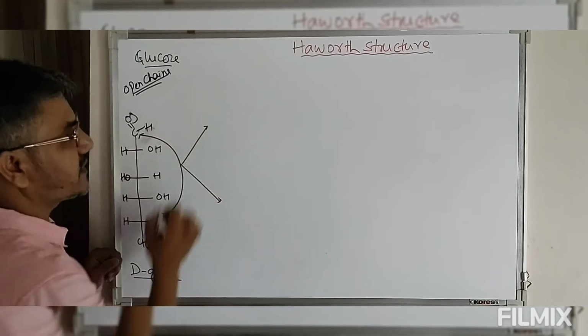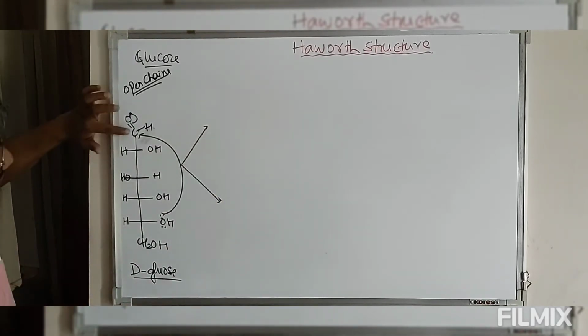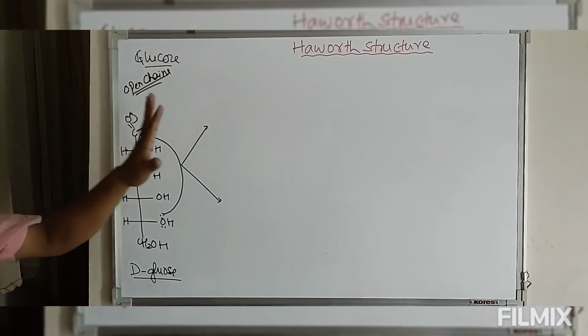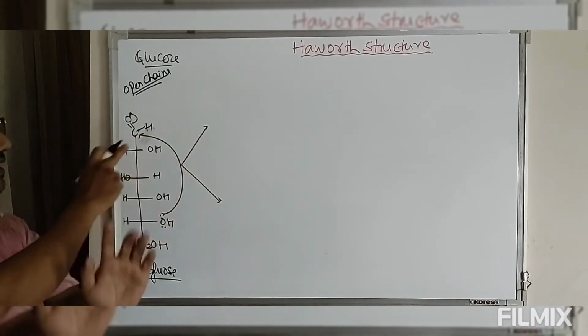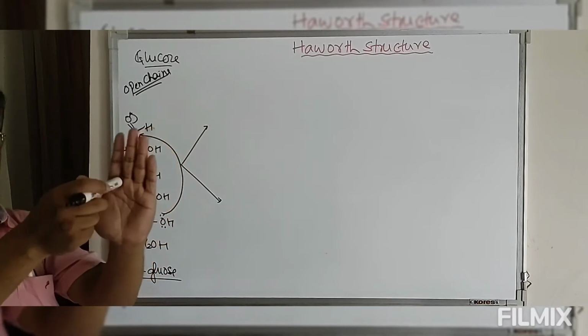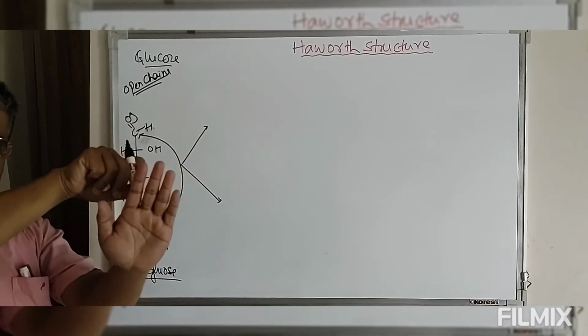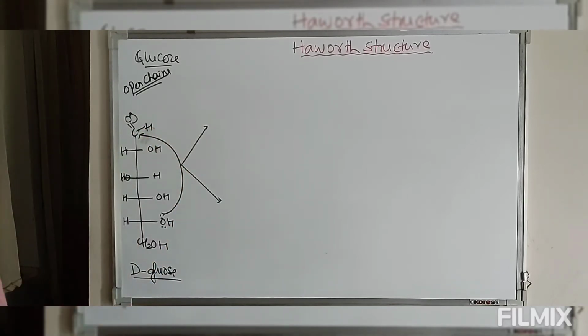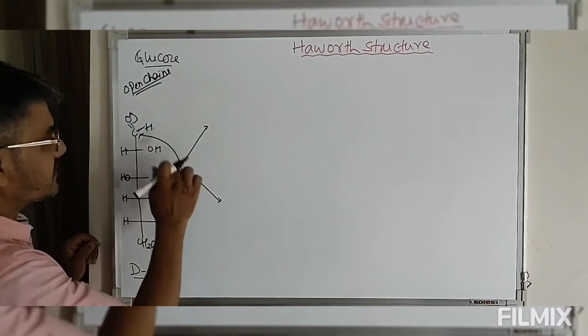There are two possibilities. Now this carbon is sp2 hybridized, so look at this, we have planarity. This aldehyde carbon is sp2, so this is planar. So OH can attack from this side or from this side. Now based on this, we have two possibilities here.